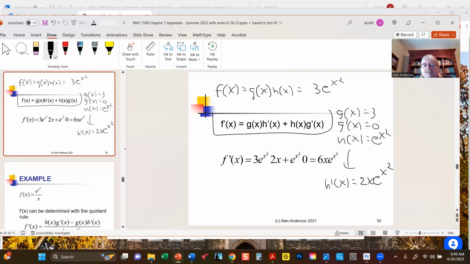Okay. So when we plug in all our numbers, a 3, 2x e to the x squared, plus e to the x squared times 0. Anyway, we end up with 6x e to the x squared.